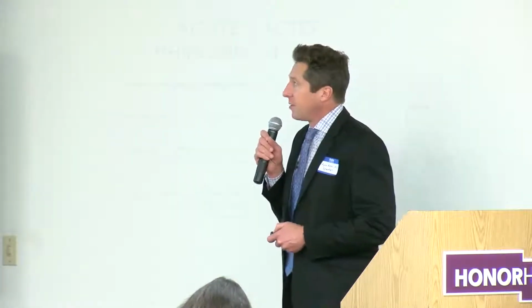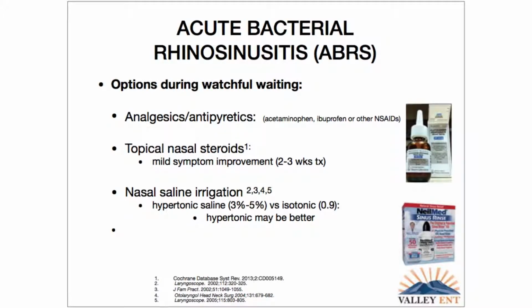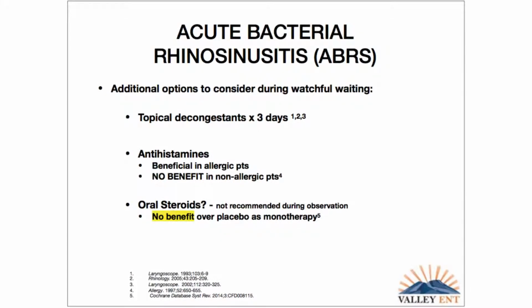These are options if you decide to do watchful waiting for acute bacterial sinusitis. It's very similar to the treatment for viral. You're going to give them analgesics and antipyretics. Topical nasal steroids for 2 to 3 weeks duration has been shown to help in the literature. Nasal saline irrigations are definitely helpful. Options, but not a lot of great literature support: topical decongestants, antihistamines, only in allergic patients where the antihistamines were found to be helpful for acute bacterial sinusitis. And then oral steroids. If you're observing the patient with no antibiotics, the studies tell us there was no benefit to oral steroids over placebo.